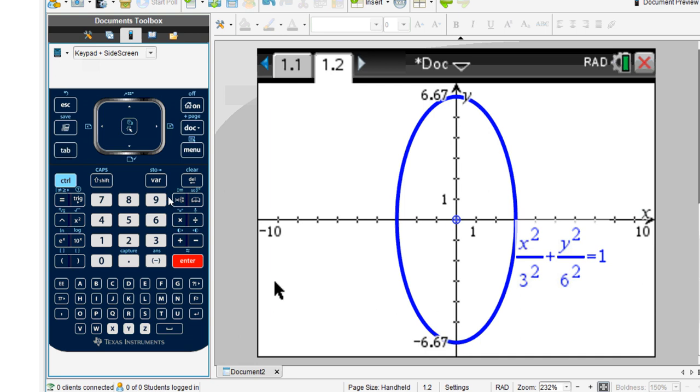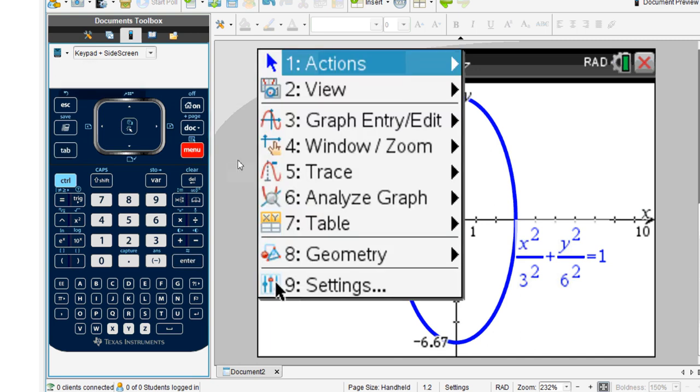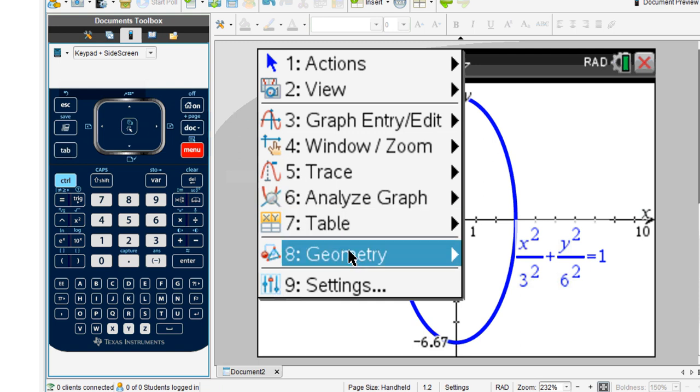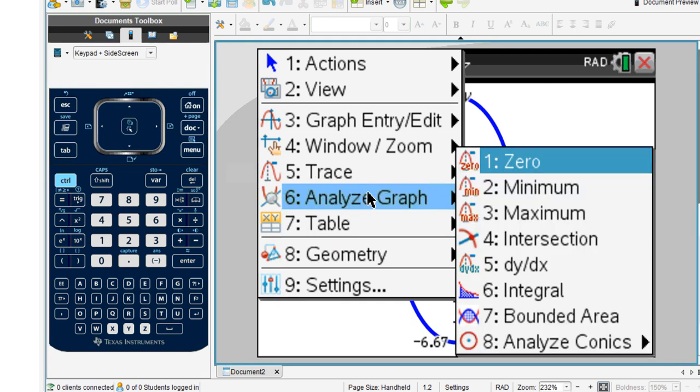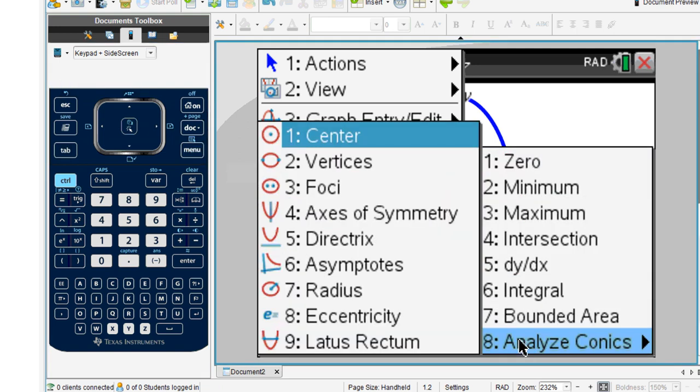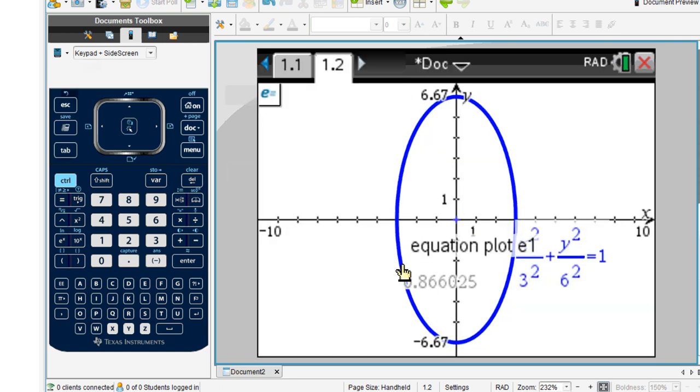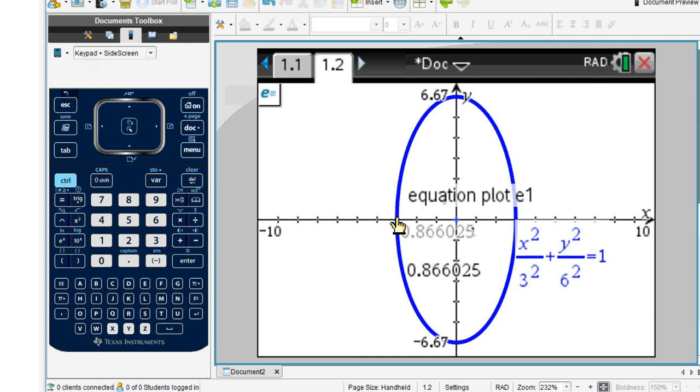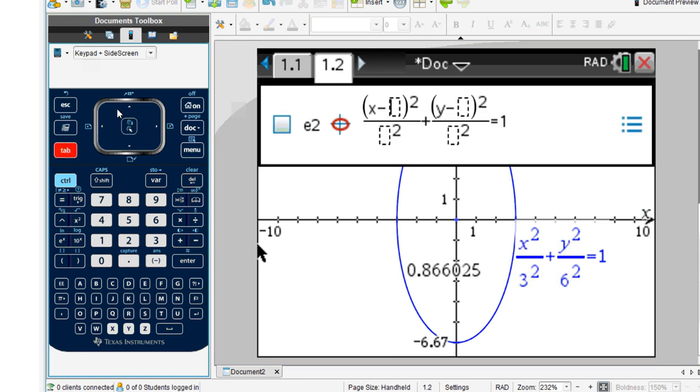That's vertical. So let's go ahead and do our analysis on eccentricity. We go to Analyze Graph, Analyze Conics. We go to eccentricity, and we get 0.866. Well, we want an eccentricity of 0.5, so that's not it. Let's go ahead and try the other equation.